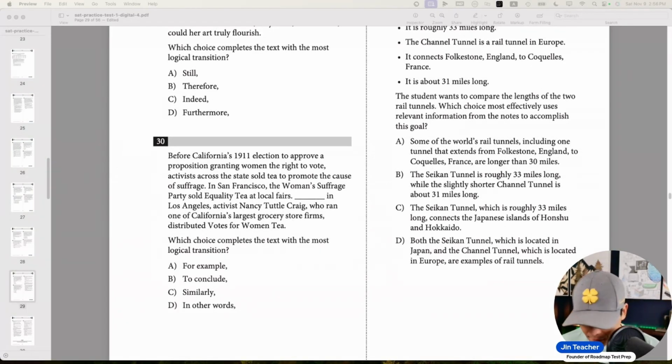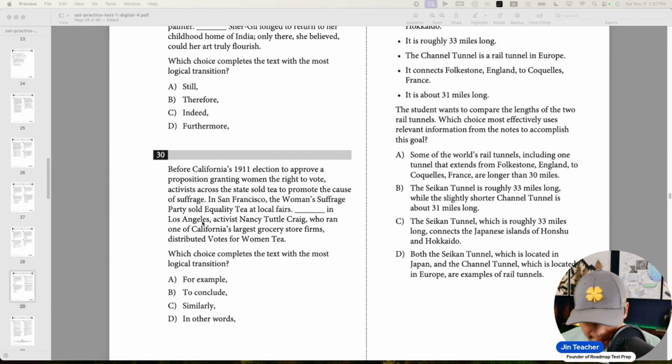So question number 30 says, before California's 1911 elections to approve a proposition granting women the right to vote, activists across the state sold tea to promote the cause of suffrage. In San Francisco, the Women's Suffrage Party sold equality tea at local fairs. In Los Angeles, activist Nancy Tuttle Craig, who ran one of California's largest grocery store firms, distributed votes for women's tea. Okay, so what do we notice here?